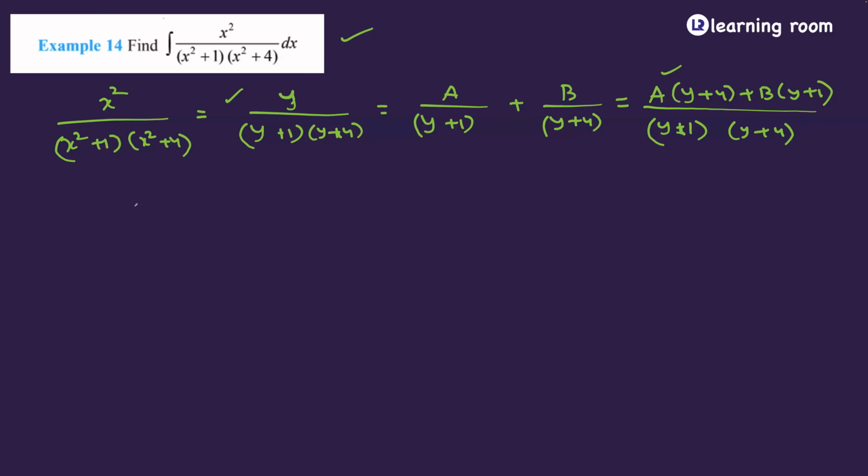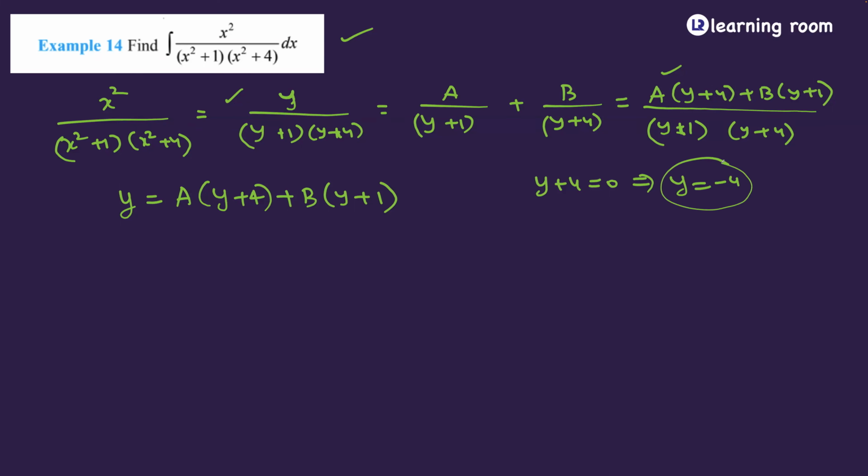You have two factors, right? Equate the factors to 0, you will get a solution. So what is that value? y is equal to minus 4. Take minus 4 and substitute in this. When you substitute minus 4, this term will get eliminated, and minus 4 is equal to b into minus 4 plus 1, which is minus 3. So that clearly indicates b is equal to 4 divided by 3.